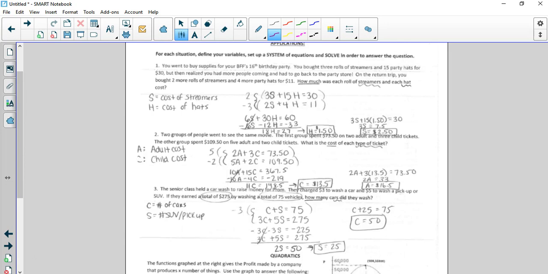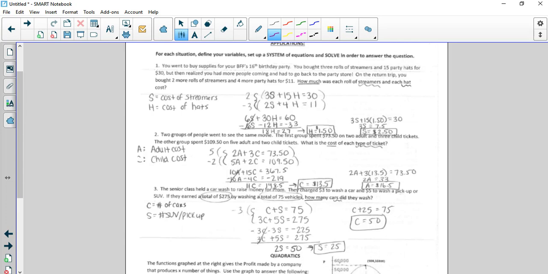Number 2, you're comparing two situations again. Two groups of people went to the movies. First group spent $73.50. 2 adult, 3 child. So that's 2A, 3C, $73.50. The second group had 5 adults, 2 children. 5A, 2C, $109.50.